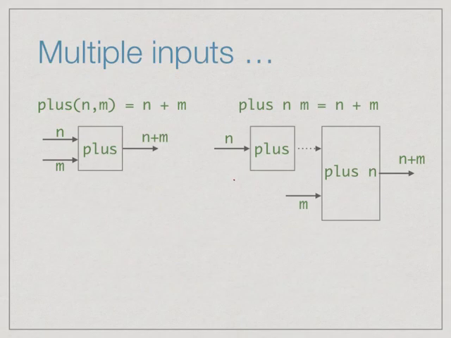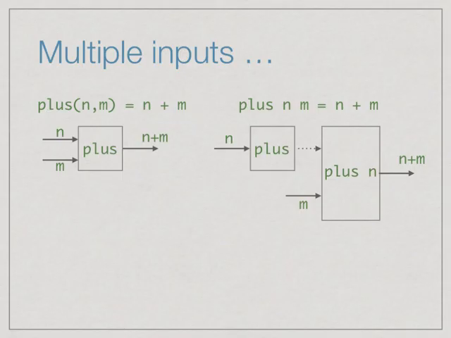So let's look at these two viewpoints of functions. On the left, we have our familiar plus, which takes two arguments n and m and produces as output the answer n plus m. On the right is a picture of how we are supposed to think about the curried version. So what we are saying now is that plus, as we have defined it, takes only one argument. The one argument it takes is the first argument.